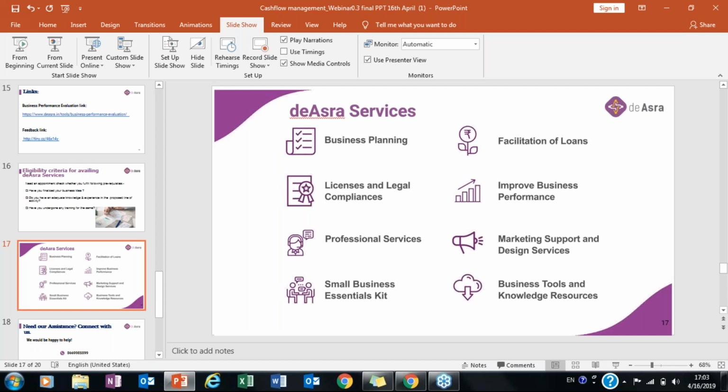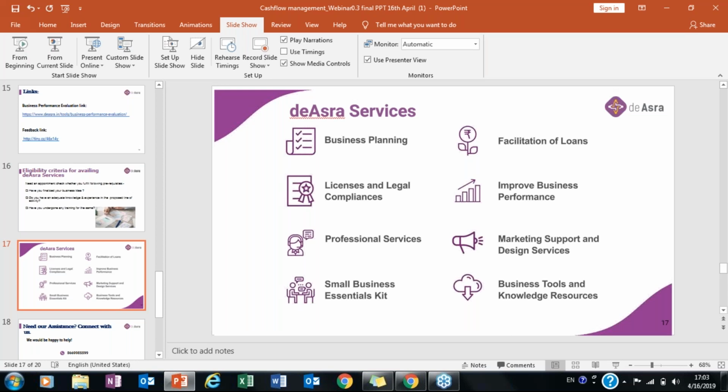Marketing support and design services. This is another service that we offer to our entrepreneurs. If you require any kind of marketing support or any kind of guidance in terms of making your own website, branding, logo creation, or putting paper advertisements, brochures, or anything, then marketing support and design services are given to you.